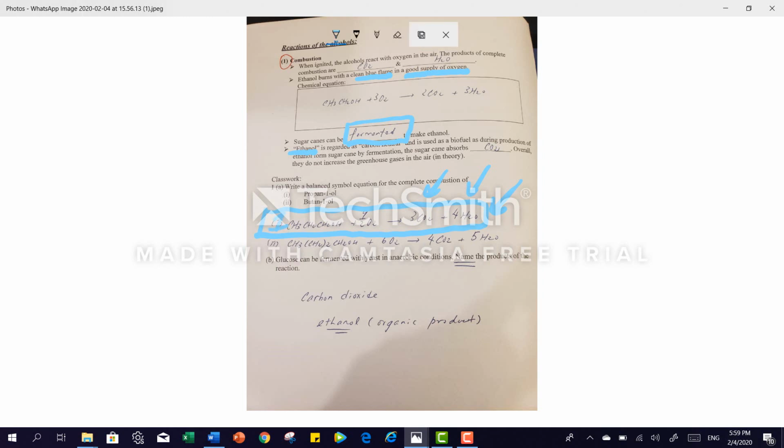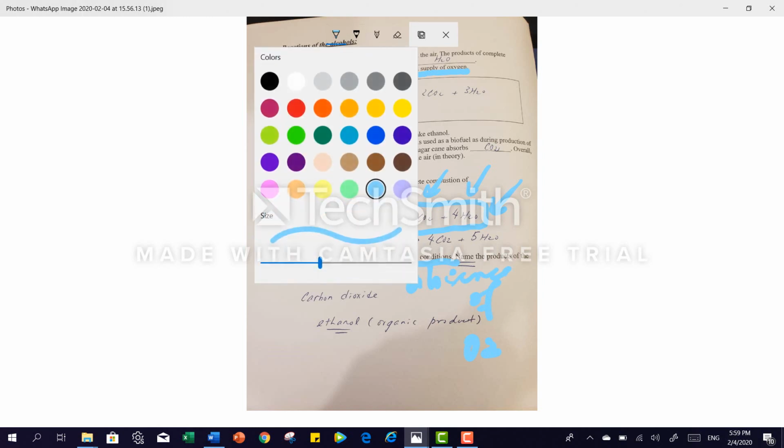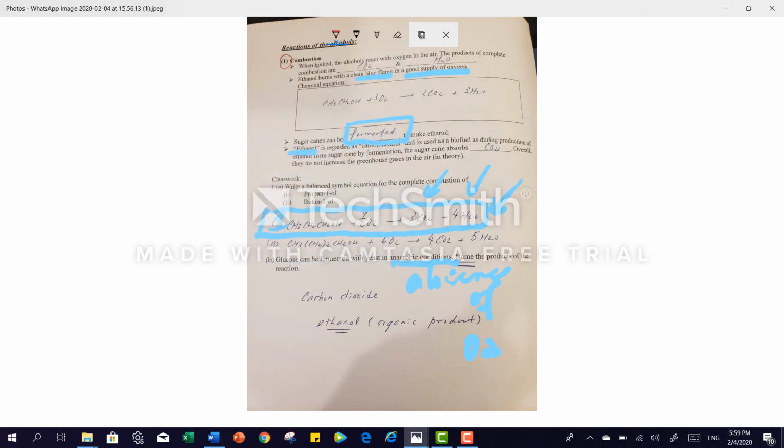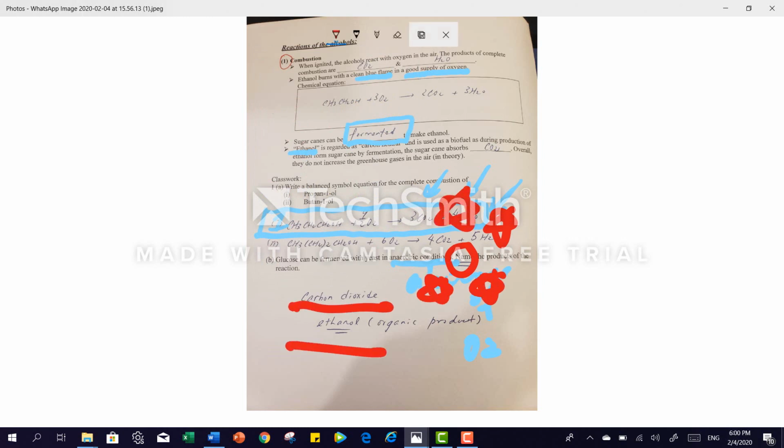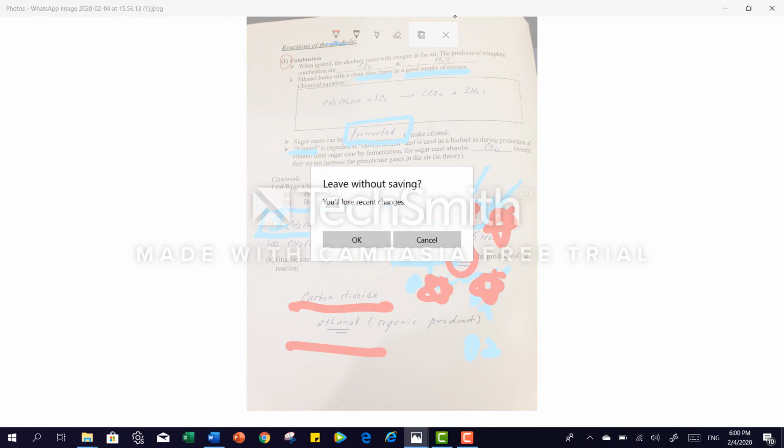The classwork: glucose can be fermented with yeast in anaerobic condition. Anaerobic means absence of oxygen. I bet you learned this in your biology. Now remember in the exam, name the products: come up with carbon dioxide and ethanol. Do not come up with the chemical formula.